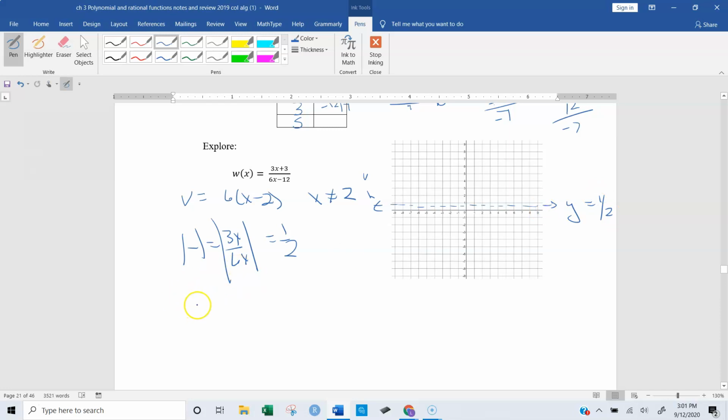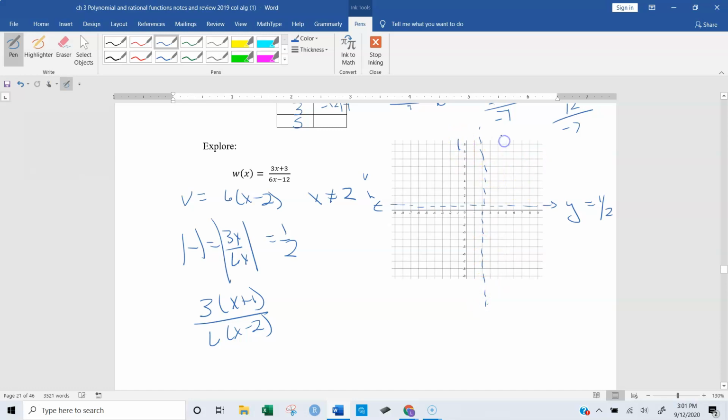Okay, next I'm going to see if it reduces. So we're going to factor out the top. 6 times x minus 2. It does not reduce, so that means x cannot be equal to 2, it is undefined. It is an asymptote. Now I need to plug one number into both.